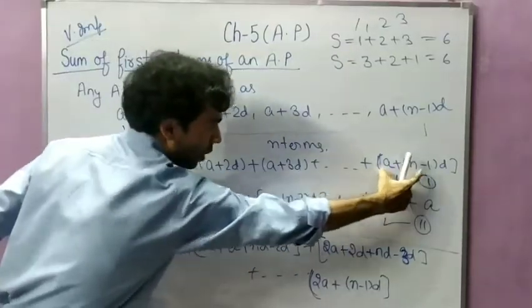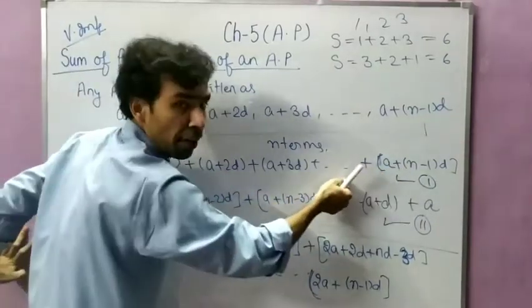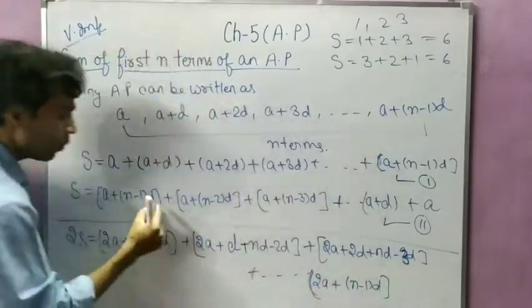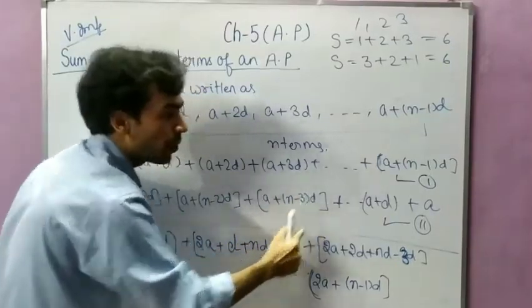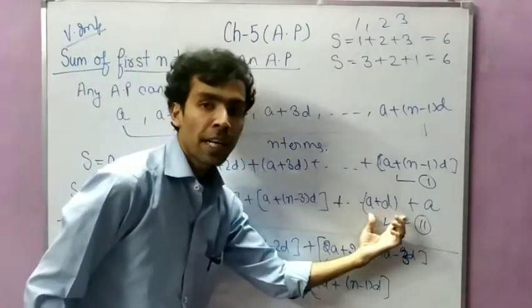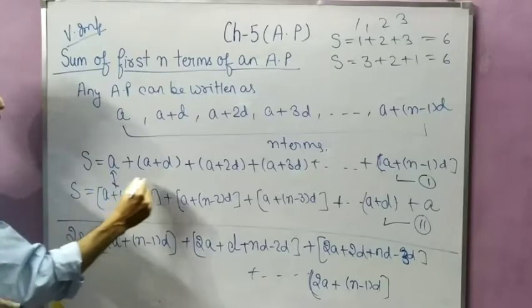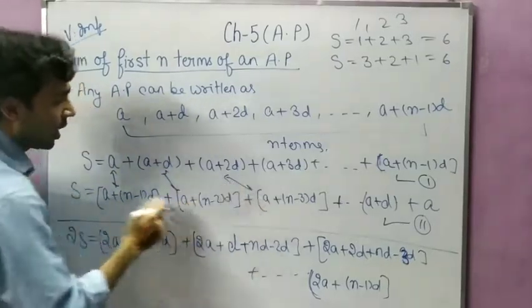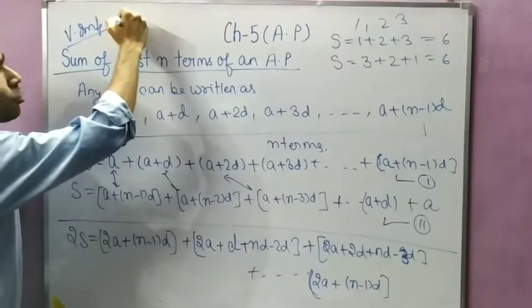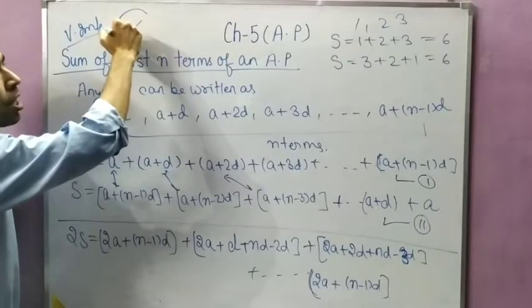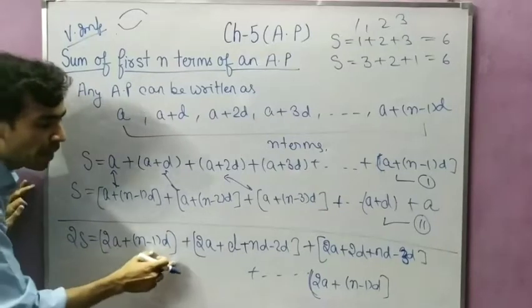So the first term will be a plus n minus 1 d. Before that, which term will come? One less, so a plus n minus 2 d will come. Then again a plus n minus 3 d, up to the second last term a plus d, and the last term a. Now I have added these corresponding terms together, meaning first to last, second to second last, third to third last, like that. So when these two are added, it will become 2a plus n minus 1 d.